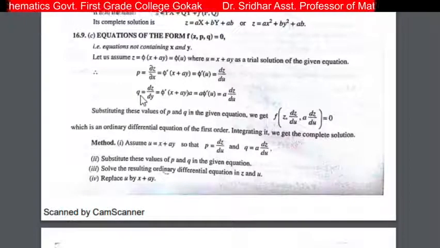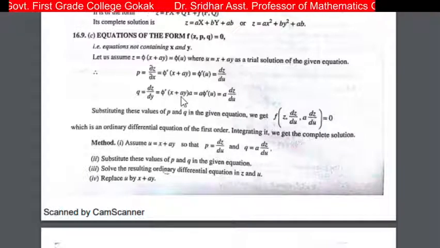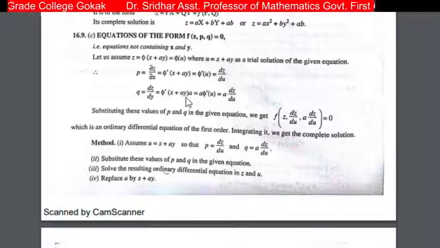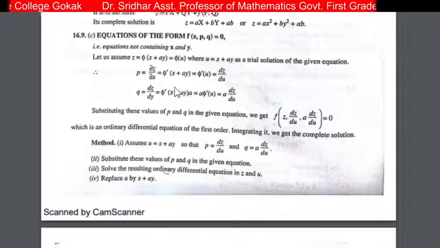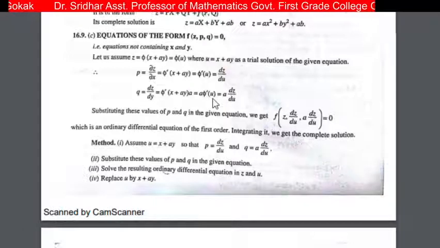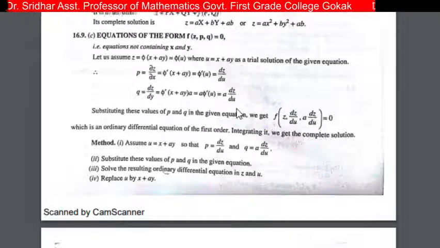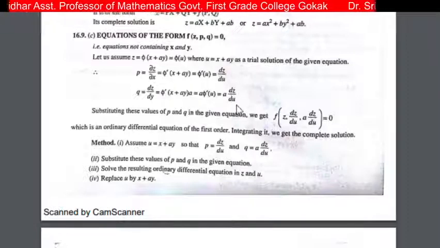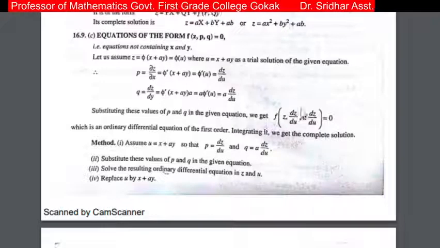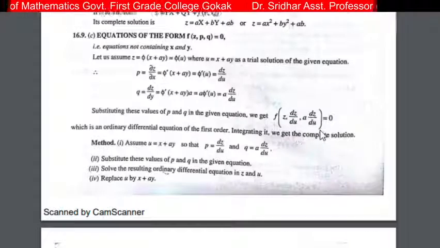In the same way, we find dz by dy, which is phi dash of x plus ay, differentiating with respect to y. Here we will get a, so this is equal to a into phi dash of u, or the same as a into dz by du. So now we have p and q. Now substitute these values in the equation and eliminate, and we will get the complete solution.